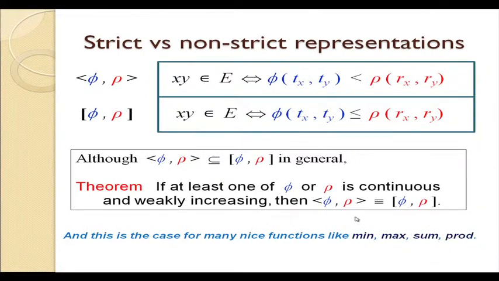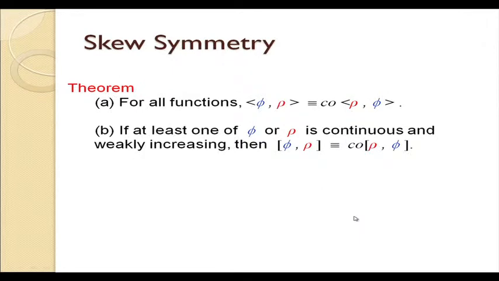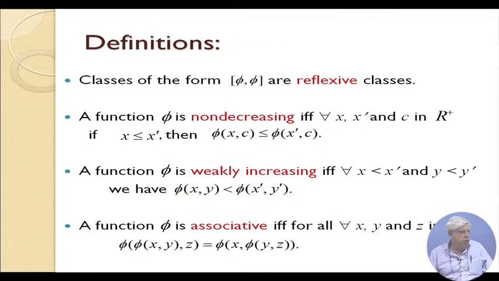And this happens to be the case for a lot of nice families of graphs, of functions. The skew symmetry also turned out to be a theorem. That phi rho is equal to the complement of rho phi. If at least one of these functions is continuous and weakly increasing, then you have the same complementary aspects for the non-strict inequalities.